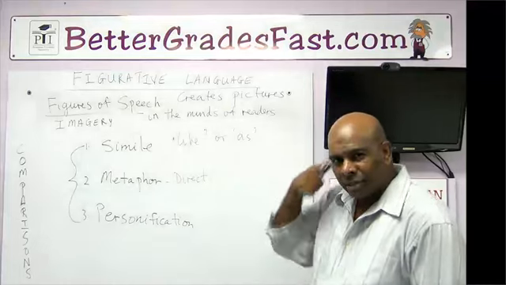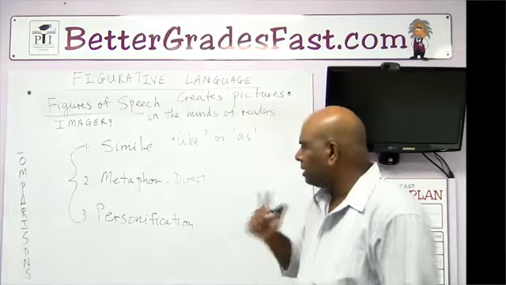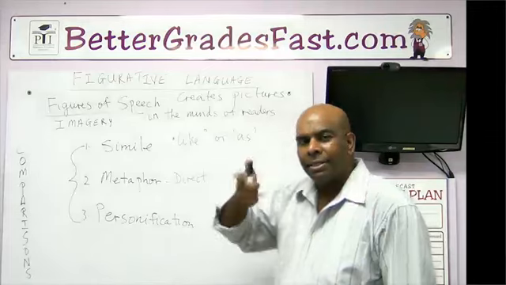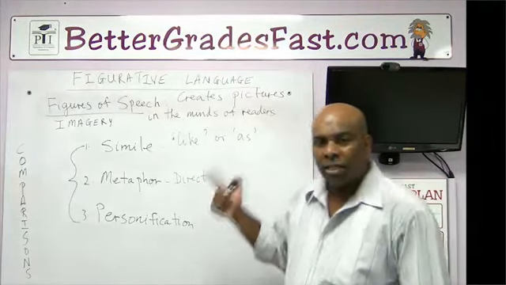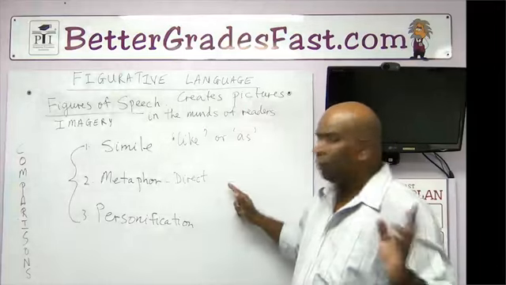It's like a knife. It cuts through you. She has those kinds of eyes. So we're comparing her eyes to some sharp object. That's a metaphor. Lots of songs use metaphors and so on.